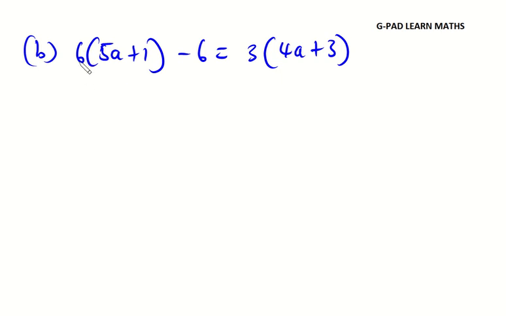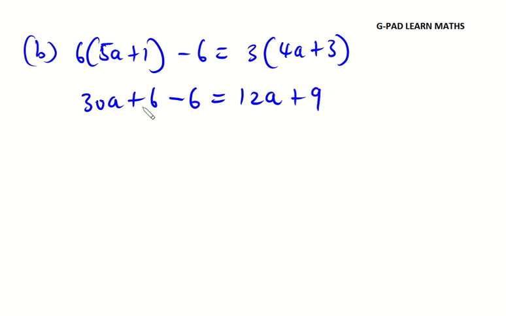Now, this second example is 6 bracket 5a plus 1, close bracket, minus 6 is equal to 3 bracket 4a plus 3. Let's expand this. What's 6 times 5a? That's 30a. And what's 6 times 1? That's plus 6. Then we have minus 6. Just leave minus 6 like that here. 3 times 4a is 12a. And 3 times plus 3 is what? Plus 9. It's time to rearrange them.